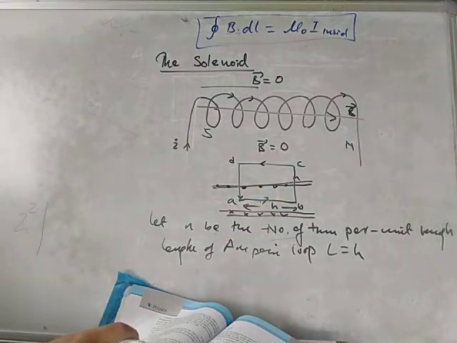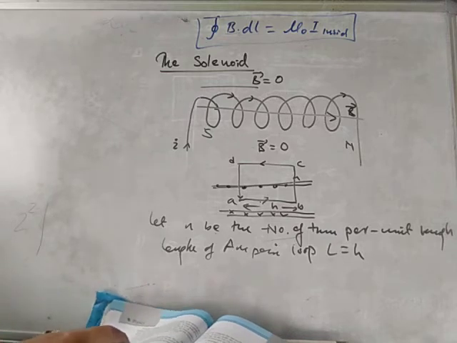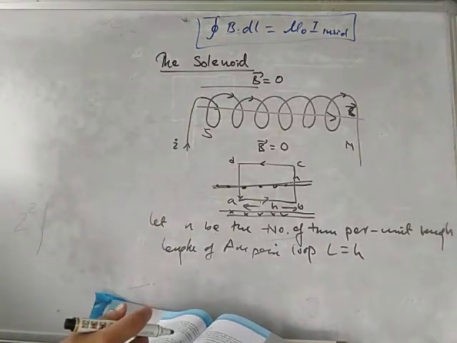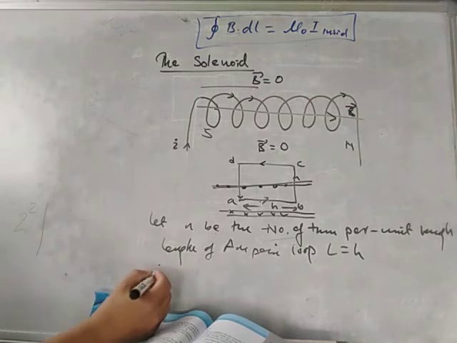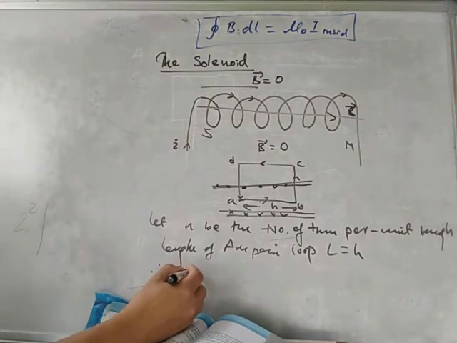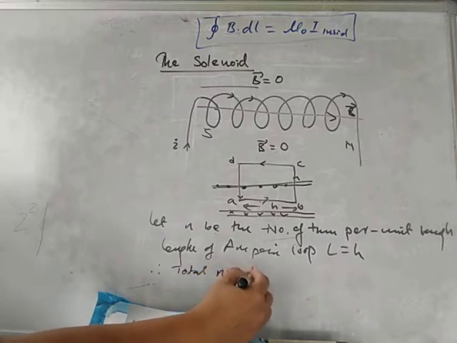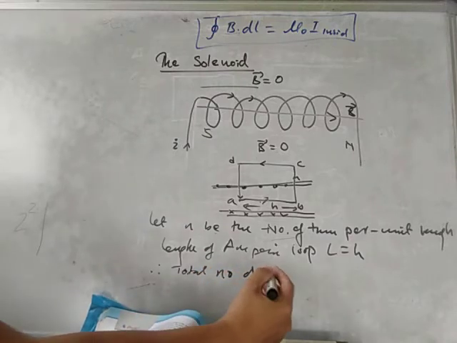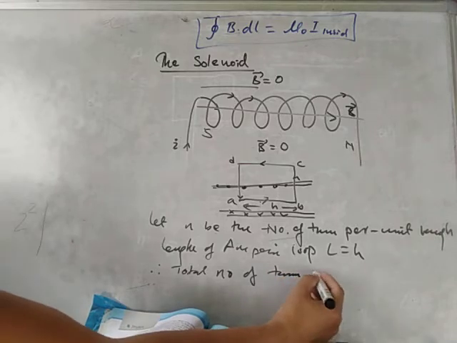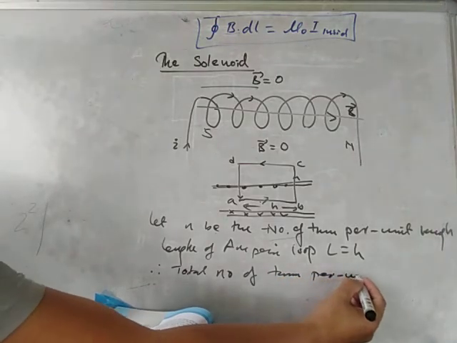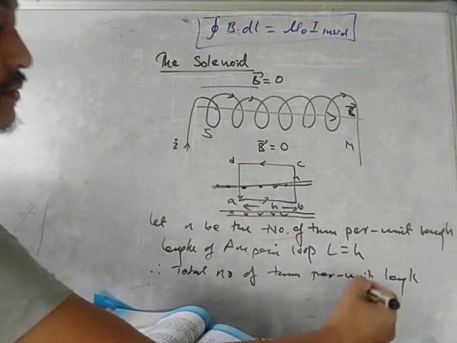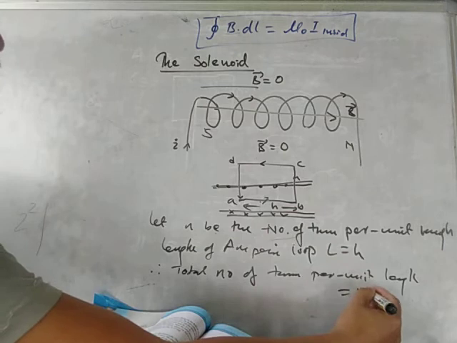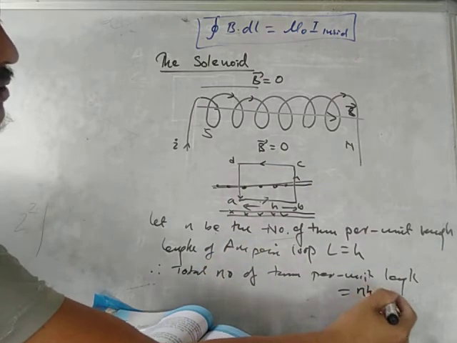So the current is how much? So many turns, isn't it? So write down: the total number of turns per unit length, the number of turns into the length, isn't it? h. Clear?